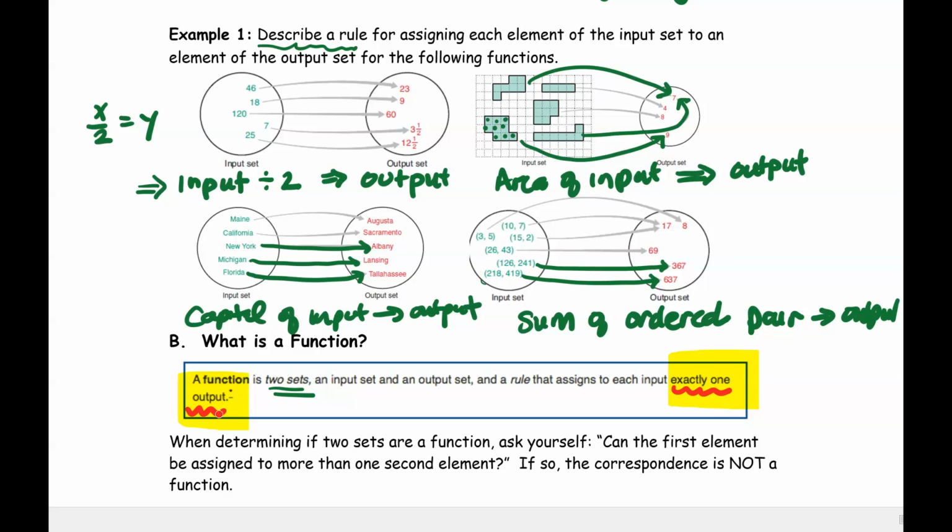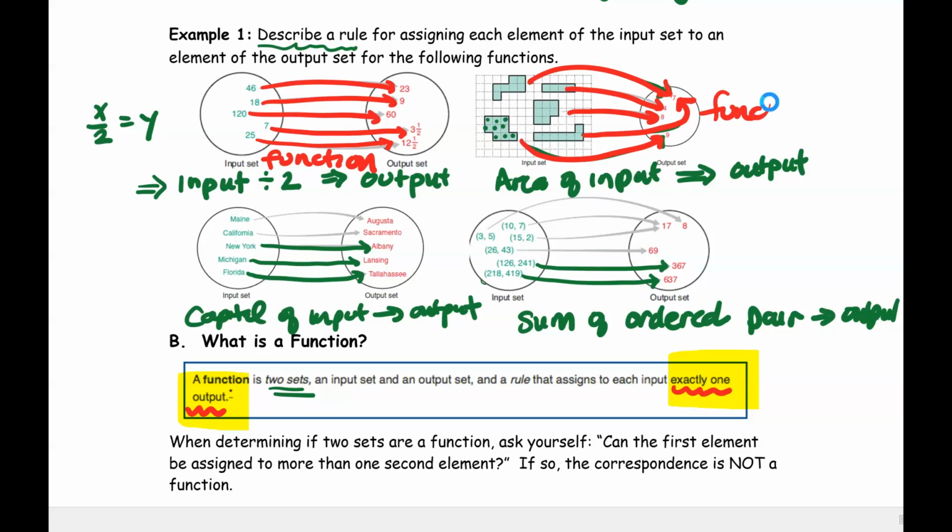So for all of these examples above, if you look at all of the inputs, they go to exactly one output. Like the 7, for example, doesn't go to 3.5 and also 60. It only goes to 3.5. So this one is a function. For this one up here, notice there are 2 arrows going to 7, but that's okay because the rule says that each input only goes to one output. This shape that looks like an L that's fallen down only goes to 7. This shape only goes to 9, this shape only goes to 7, this shape only goes to 4, and this shape only goes to 8. So we're going to say this is a function.